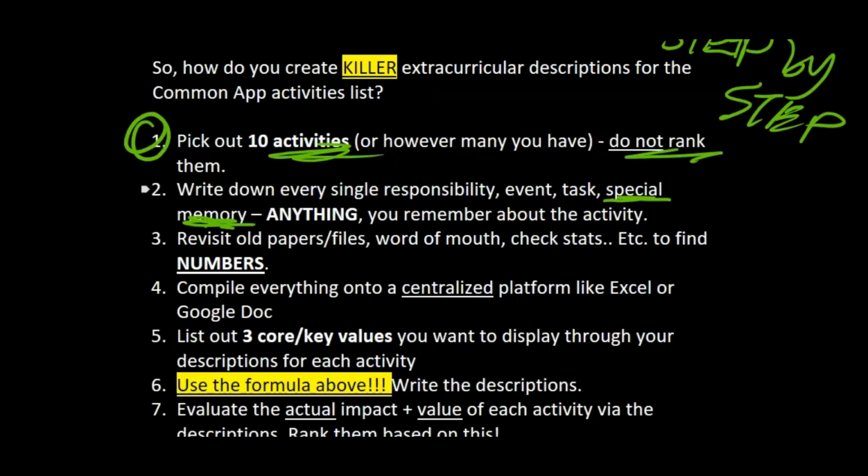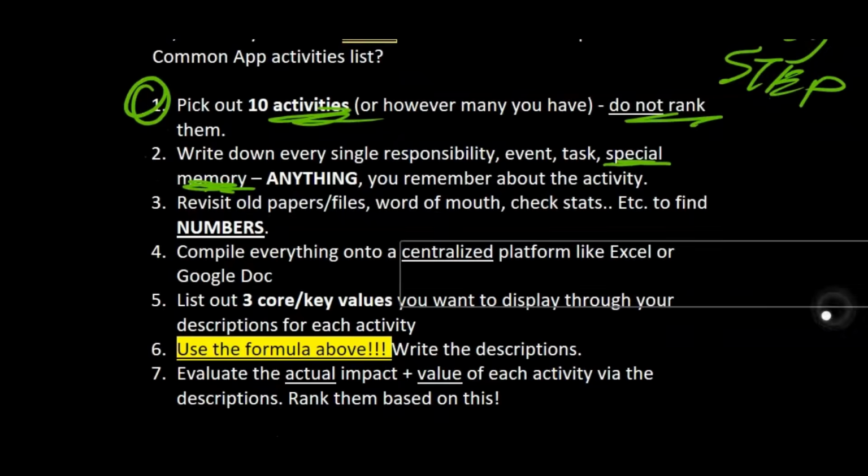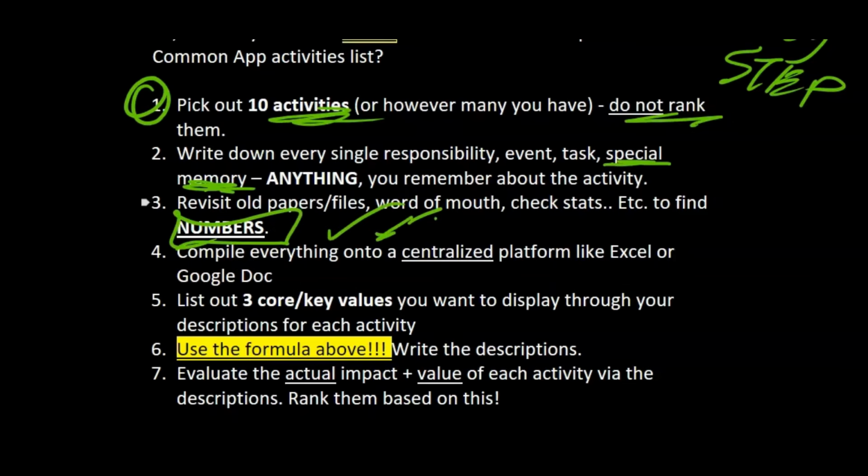Now that you have everything down on a piece of paper that you remember about the activity, you have a clear-cut vision about what is most important about each of those activities, which responsibilities you had the most impact in, as well as all of your accomplishments, right? Because if you're just trying to think off the top of your head, you might miss something very critical. Number 3 is to revisit any old papers, files, ask your friends or parents, or check stats if you have something like social media, just to get numbers. We want numbers. The more numbers, the better, and it'll help you validate your claims.